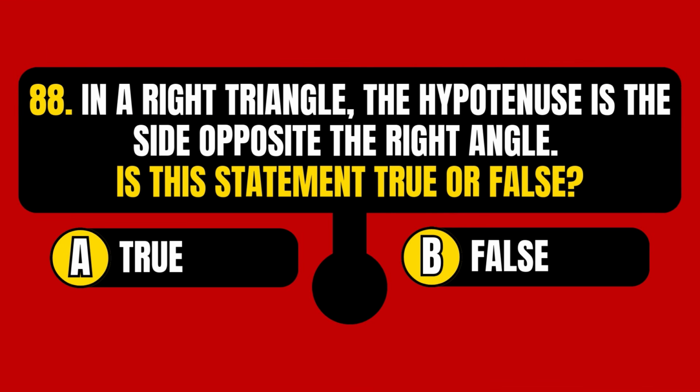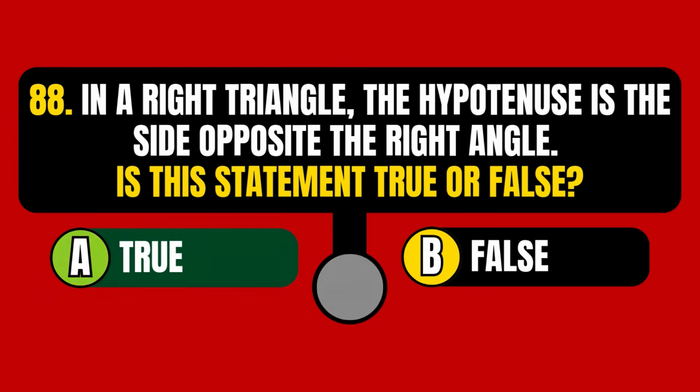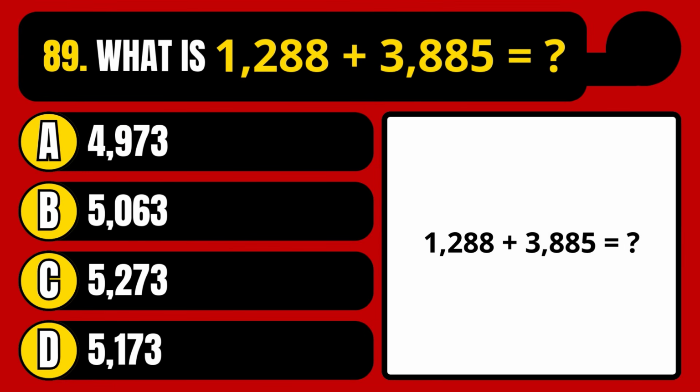In a right triangle, the hypotenuse is the side opposite the right angle. Is this statement true or false? The statement is true. What is 1,288 plus 3,885?